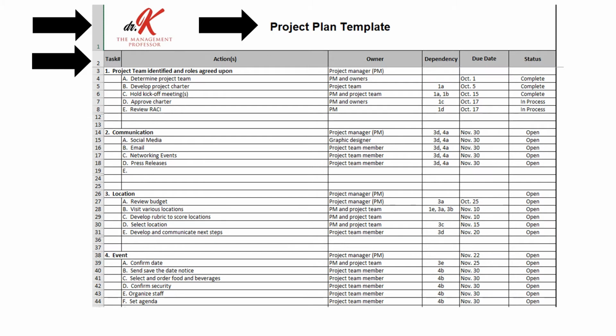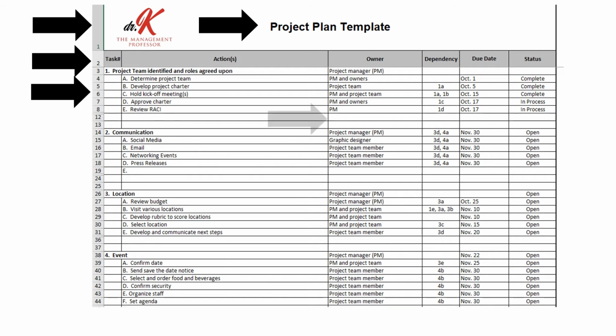Here, the major tasks are 1. Project team identified and rules agreed upon. 2. Communication. 3. Location. And 4. Event. Each of these major tasks are broken down even further, as identified by the letters representing the subtasks of the major task. For example, determine the project team is a subtask of the major task 1.